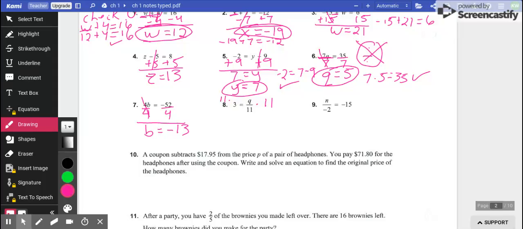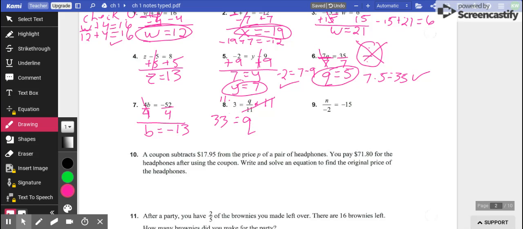Okay, so where we left off with the last video, we just decided that we were multiplying each side by 11. The opposite of division is multiplication. So we're going to multiply. When I do q times 11 and divide by 11, those two cancel each other out. So I'm left with just q equals, and on the other side, 11 times 3 is 33.